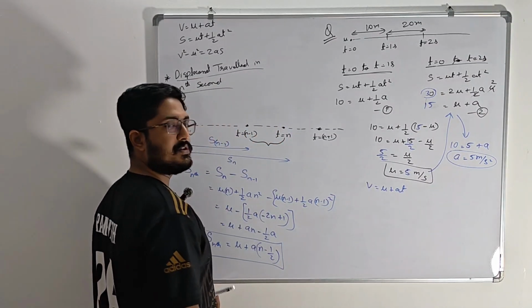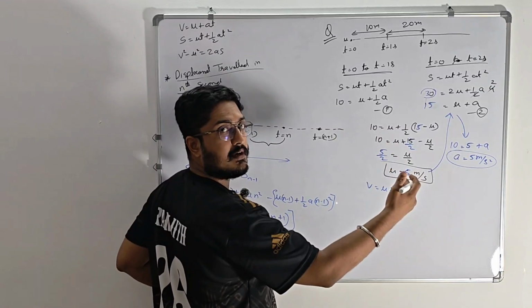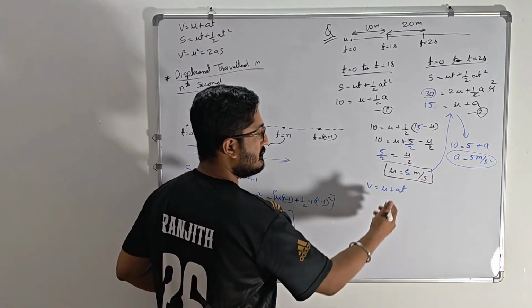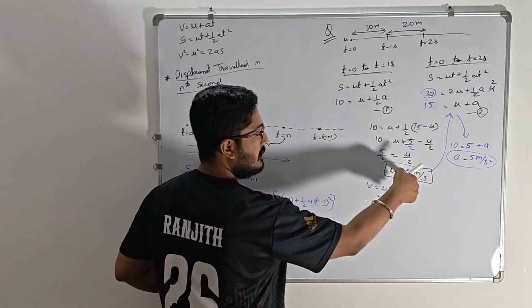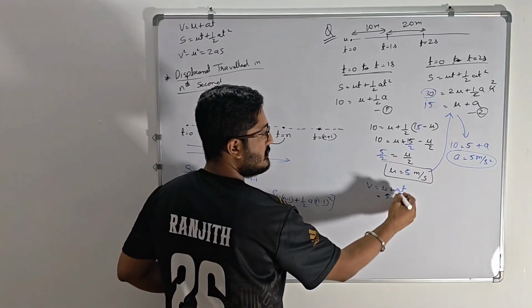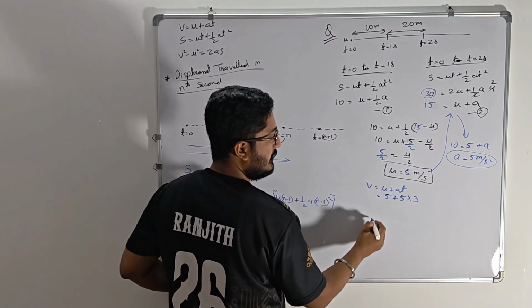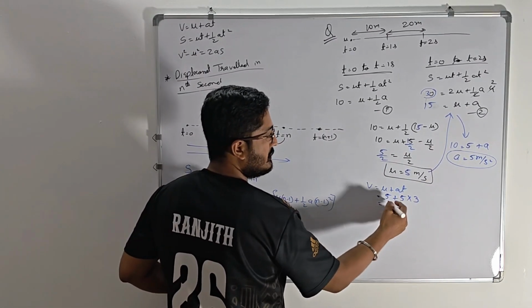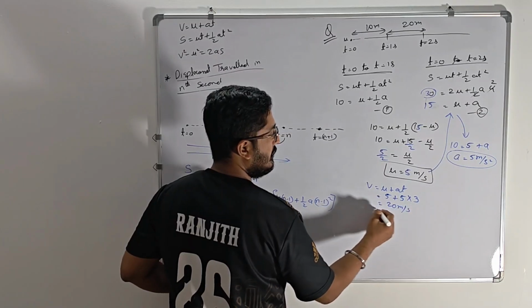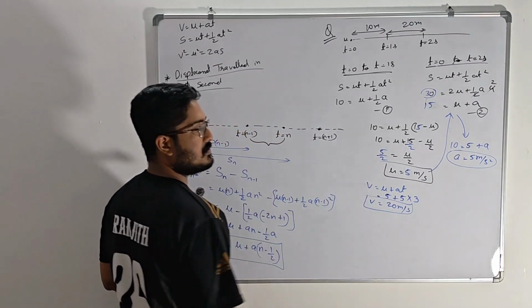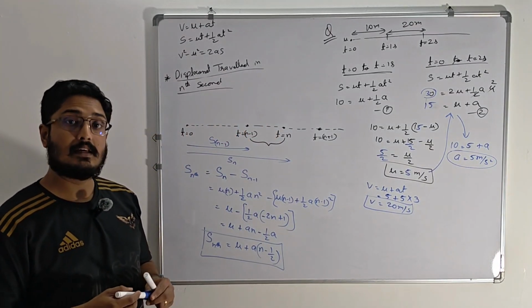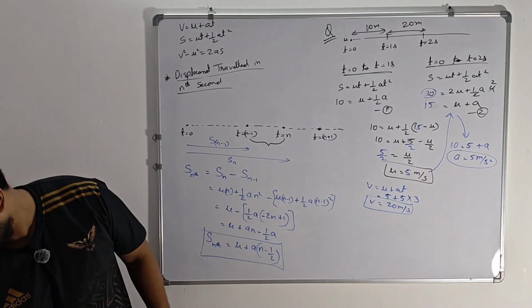How much time are we talking about? At the end of third second, not at 3 seconds. So we can say u, initial velocity is 5, acceleration is 5, time is 3. So from here I'll be getting 15 plus 5, 20 meter per second. This is the answer for the next question, that is velocity at the end of the third second.